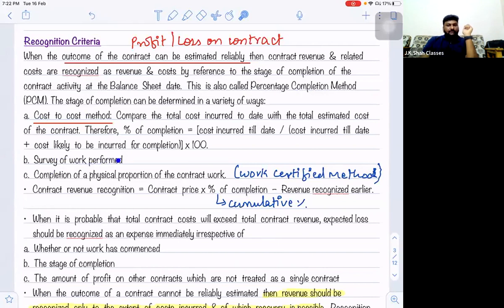There is one more, survey of work performed, means a third party will survey and he will tell you how much the work is performed, and completion of a physical proportion of the contract work, that is your work certified method. But we will go with what? Cost to cost method. That is, compare the total cost incurred till date with the total estimated cost of the contract. So your percentage of completion formula is what? Cost incurred till date divided by cost incurred till date plus cost likely to be incurred. So the total of the denominator is nothing but total estimated cost.